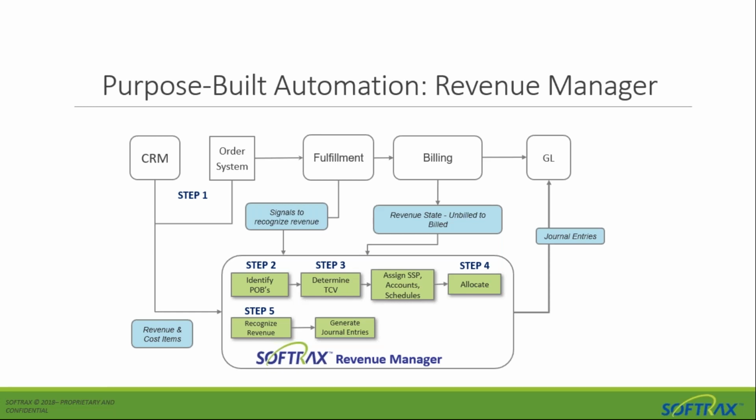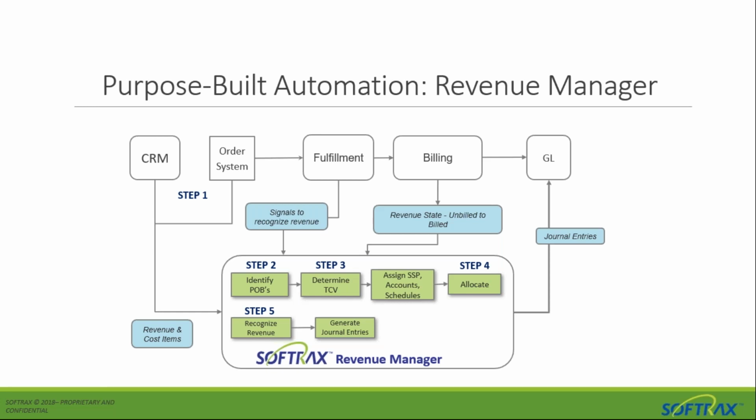Now, we also listed out the steps here, the 5-step model. You start upstream and you define that contract and the revenue items. And the cost items will come into Revenue Manager. We will identify those performance obligations. We'll determine that total contract value, assign those SSPs if there's allocation. We'll assign the general ledger account strings and the revenue schedules. We'll do all of that configuration based on policies set up within Revenue Manager. And then we'll allocate the revenue based on those policies and recognize the revenue over the time necessary.